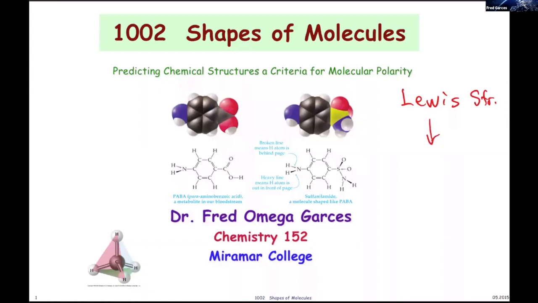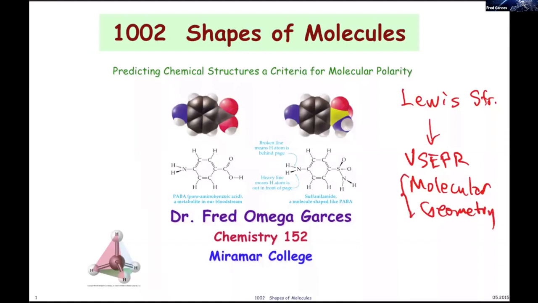That's based on the fact that these things want to avoid each other. From that, we come to something called the valence shell electron pair repulsion theory. It's called VSEPR. That will tell you about the molecular geometry, and the molecular geometry tells you the shape of these things. From that geometry, you can tell some properties of these chemicals. In fact, the macroscopic properties of the chemicals are dependent on the molecular shape.